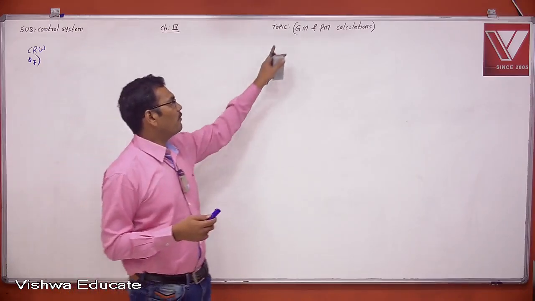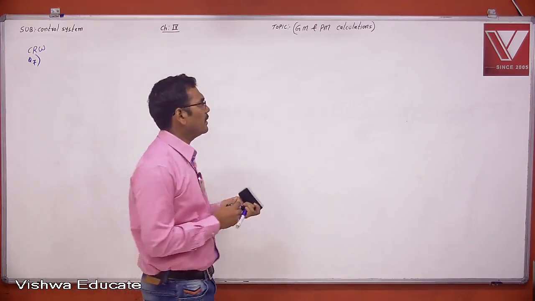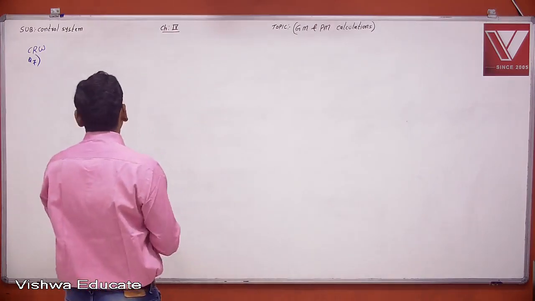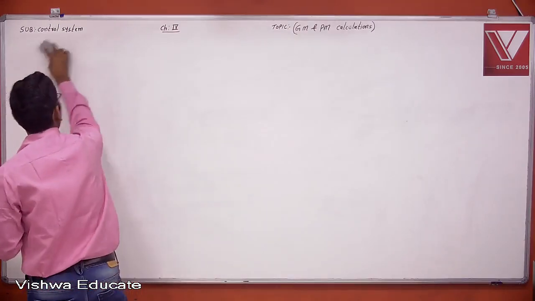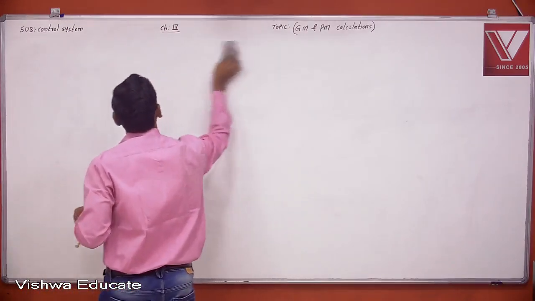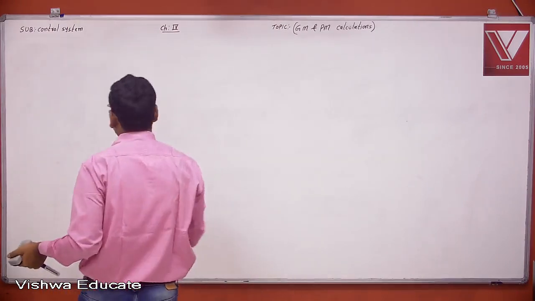Now before that, we want to answer what is gain margin and what is phase margin, and where they are calculated. These two parameters are calculated for the open loop transfer function. Now first we will see the gain margin.